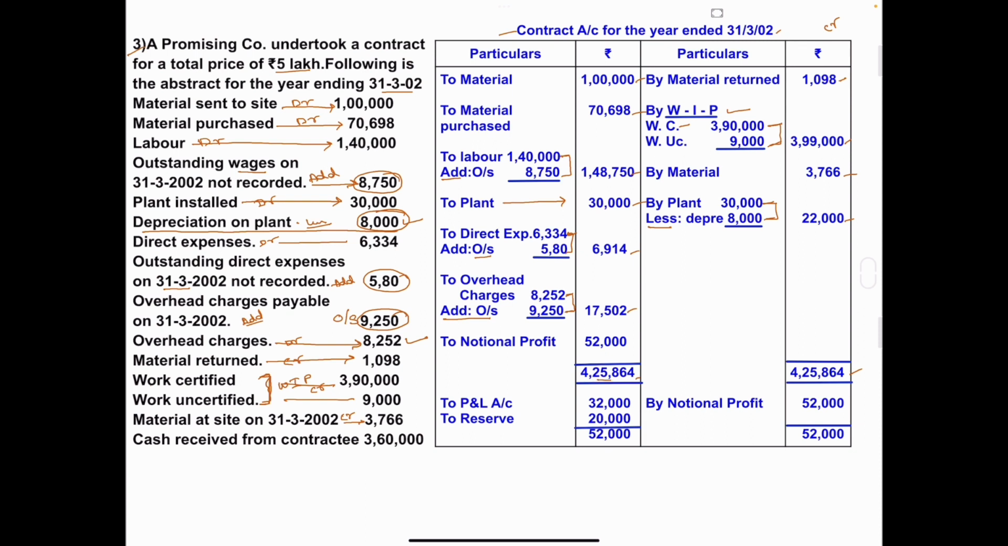4,25,864. From this amount minus these items: 1,70,698, 1,48,750, 30,000, 6,914, 17,502, and you will get 52,000. Understood? From 4,25,864, you have to minus all these amounts, and you will get the difference amount 52,000. And to this 52,000, you have to write to notional profit.